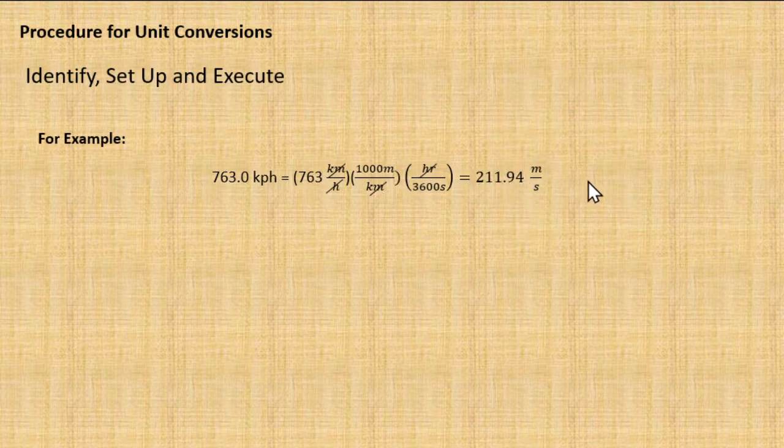We have this value, which is 211.94 meters per second. So that's all for today, and thank you.